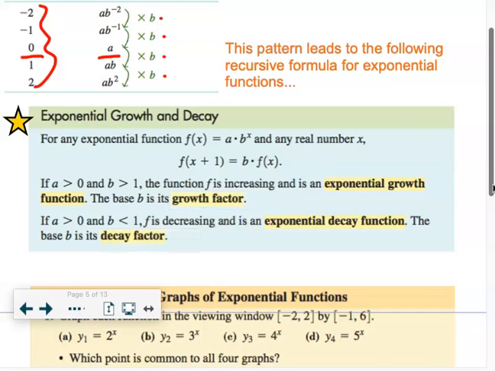Now, special names for b when we are talking about exponential growth and exponential decay. The base b is the growth factor for exponential growth functions, and the base b is the decay factor when you're talking about exponential decay functions. That's another thing that was talked about in Algebra 2.